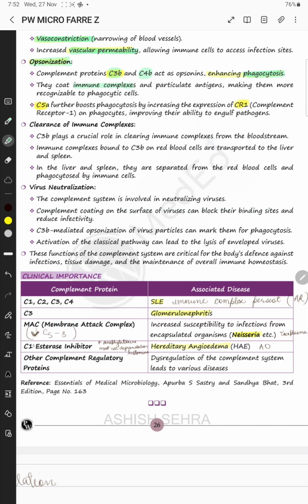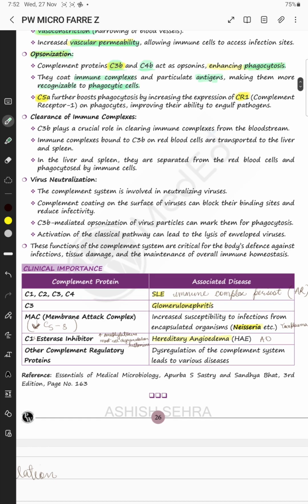ठीक है. या एंटीजेंस के अराउंड जाके कोटिंग बनाएंगे, जिसके कारण फैगोसाइटिक सेल्स उन्हें और ईजिली रिकग्नाइज कर सके. ठीक है. तो C3b और C4b ऑप्सोनिन जैसा एक्ट करते हैं. ये एंटीजन या इम्यून कॉम्प्लेक्स के अराउंड जाके कोटिंग करते हैं, जिससे वो और ईजिली रिकग्नाइजेबल हो जाए बाय द फैगोसाइटिक सेल्स. C5a it further boosts phagocytosis by increasing the expression of CR1, that is complement receptor 1 on phagocytes, improving their ability to engulf pathogens.